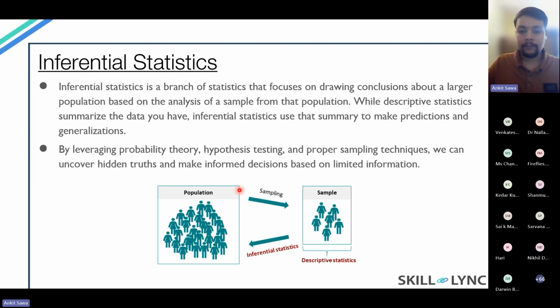As you see, this is the population. We do some sampling and we collect data for only a few people out of it. We do some descriptive statistics on top of this sample, and then we make some recommendations for the bigger population based on the inferential statistical methods. So this is what we do in statistics.